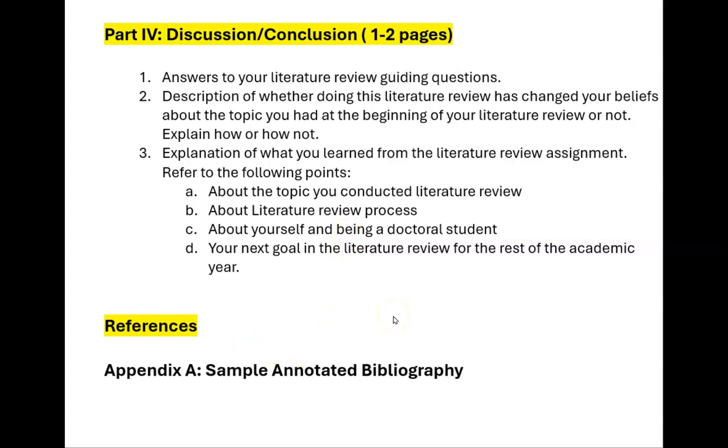After these section parts, I want you to add references in APA style. The references should include at least 20 articles. If you ended up reading more than 20 and using more than 20 articles to write this paper, you can include more than 20 articles in the references. And also, as I said earlier, your sample annotated bibliography goes after references as Appendix A.